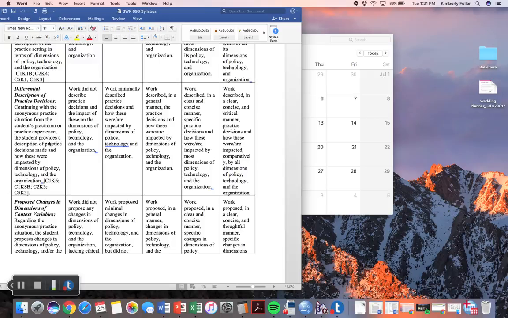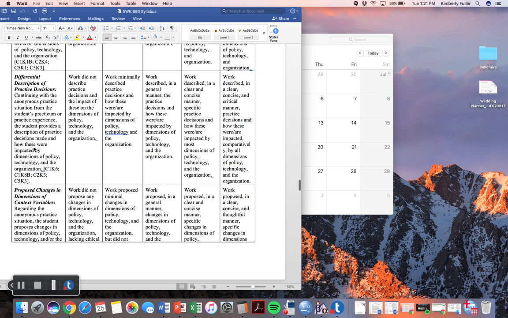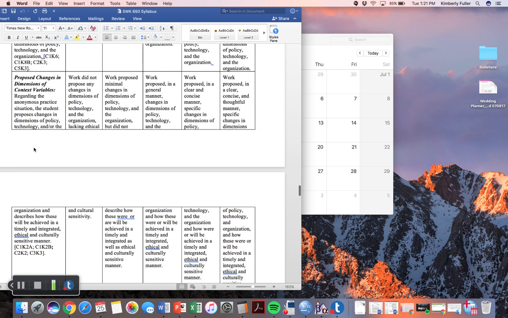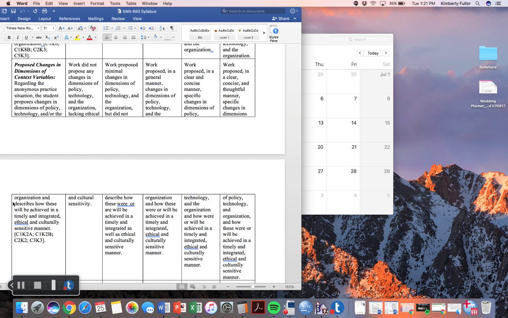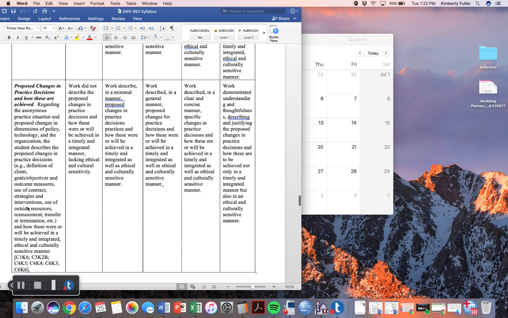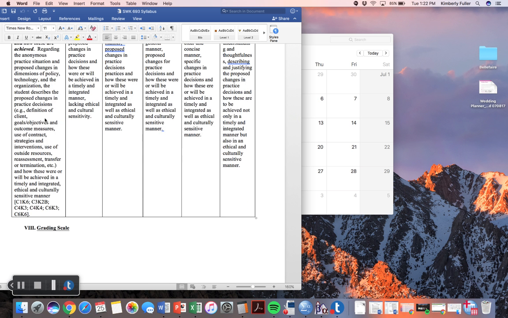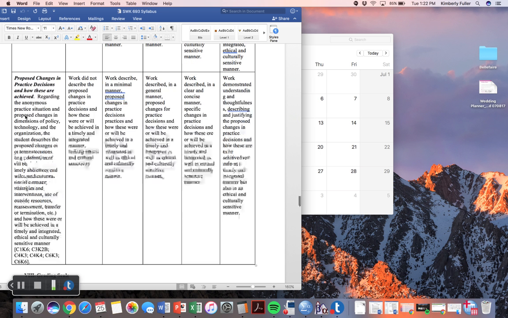Then talk about a description of the practice decisions that were made and how those were impacted by dimensions of the policy, technology, and the organization. And then talk about proposed changes that will help you more ethically and culturally treat or serve those clients. And then you would talk about it on the practice level and how this might change goals and objectives, the outcome measurements, the use of contract, strategies, interventions, and all of those types of things.